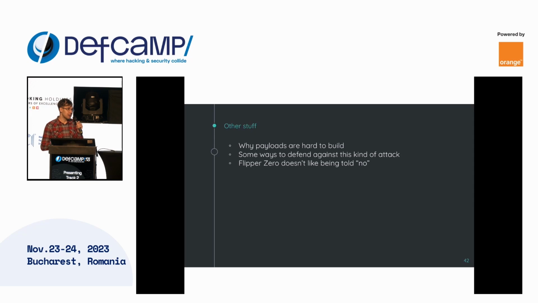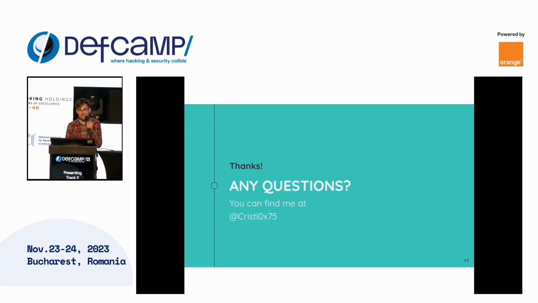Other stuff that I learned is that payloads are hard to build. You have to put delays in your script. You have to keep them brief so that they have fewer failure points. I also learned about some ways to defend against those attacks, and I learned that the Flipper Zero really doesn't like being told no.